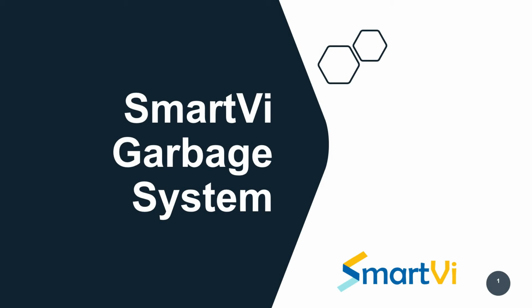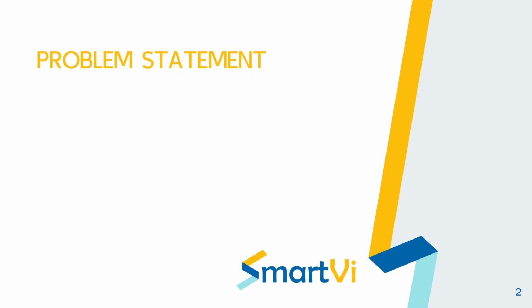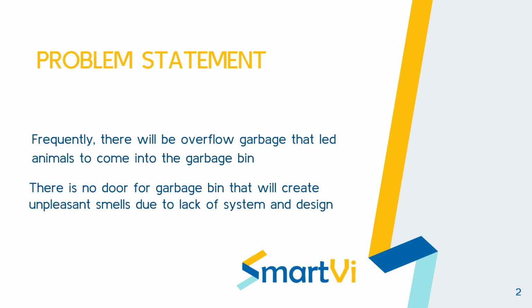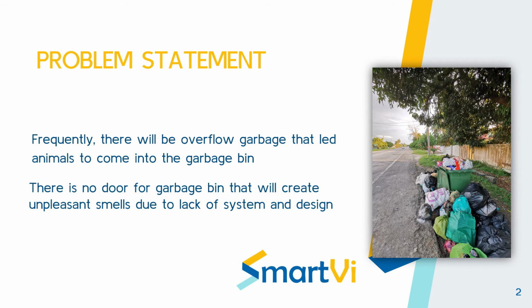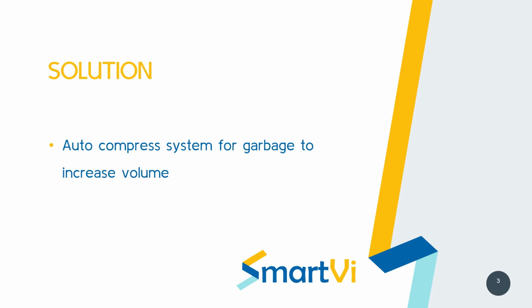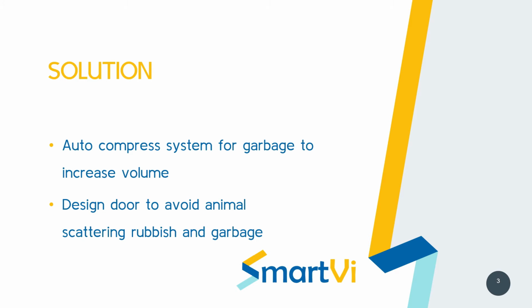Okay, let's continue to the Smart V garbage system. For our problem statement, frequently there will be overflow garbage that lets animals come into the garbage bin, and there is no door for the garbage bin, which creates unpleasant smells due to lack of system and design. So for our solution, an auto compress system for garbage to increase volume, and a designed door to avoid animals scattering rubbish and garbage.